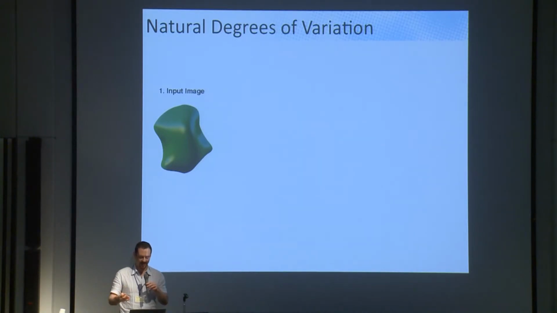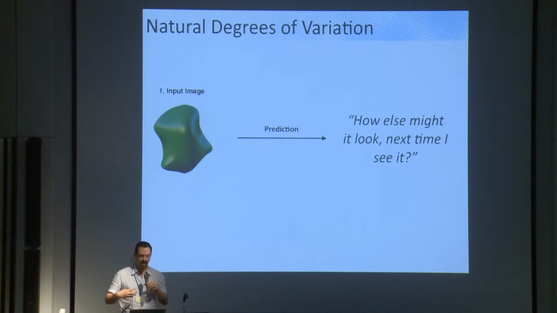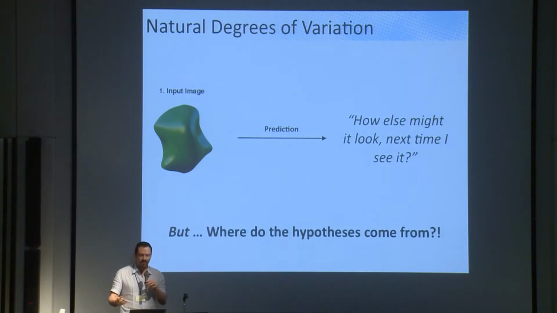How could you go about actually computing this? Suppose you start off with an input image. The basic idea is you have some kind of prediction. How else might this look next time I see it, right? But then the big question, and this is a question that comes up whenever you have Bayesian models, is, well, where on earth did the hypotheses come from? Okay, you've got to be able to tell the difference. You want to say this is a plausible and this is an implausible outcome or prediction of what the future state might be. And I think that the origin of the hypotheses is perceptual organization principles.